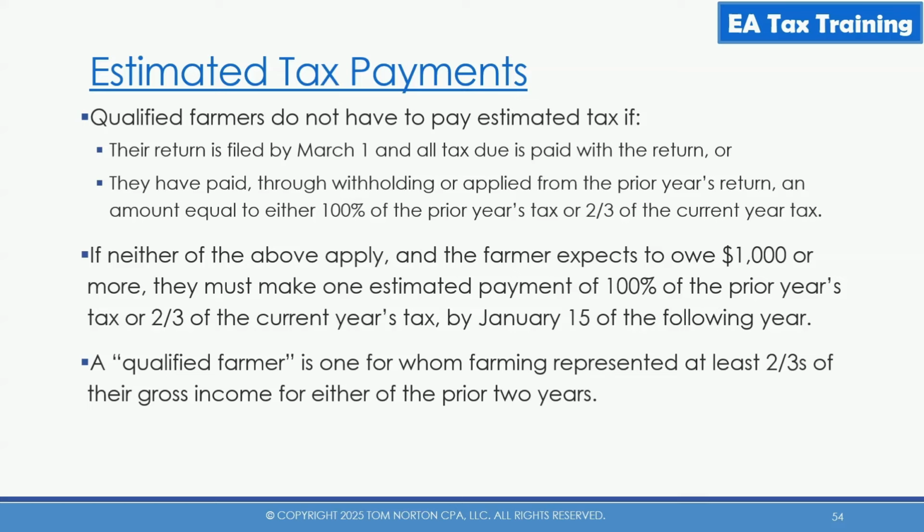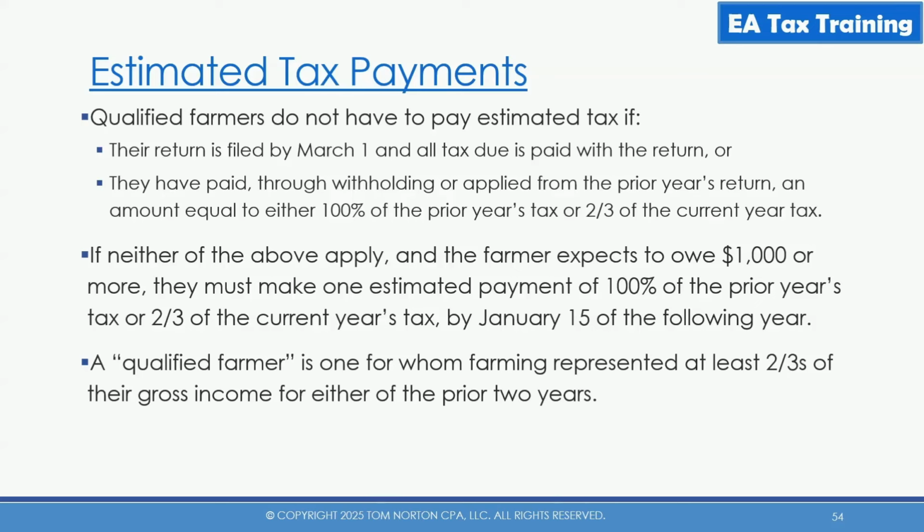If neither of those apply and the farmer expects to owe $1,000 or more, they must make just one estimated payment of 100% of the prior year's tax or 2/3 of the current year's tax by January 15th of the following year. In other words, for the 2024 tax year, they would have to make this payment by January 15th of 2025. And a qualified farmer for this purpose is one for whom farming represented at least 2/3 of their gross income for either of the prior 2 years. In other words, this is not their first year being a farmer.